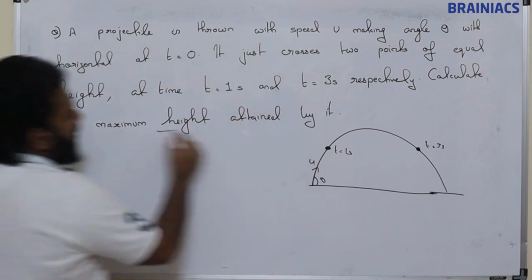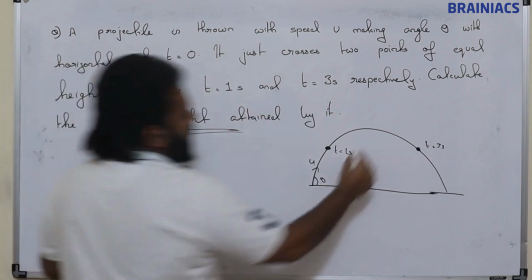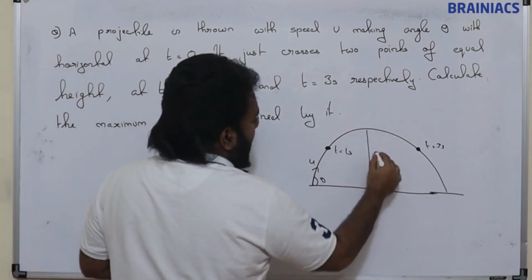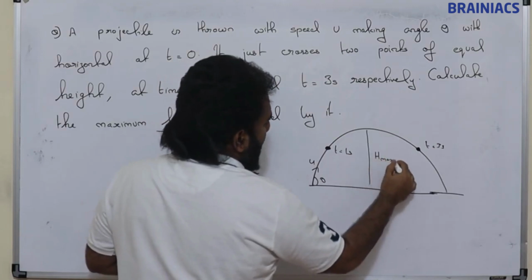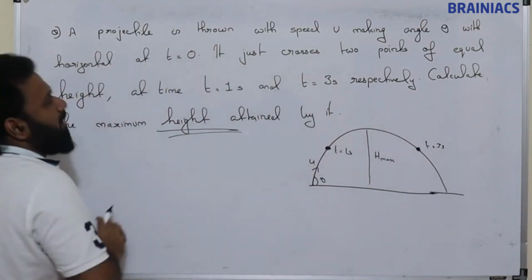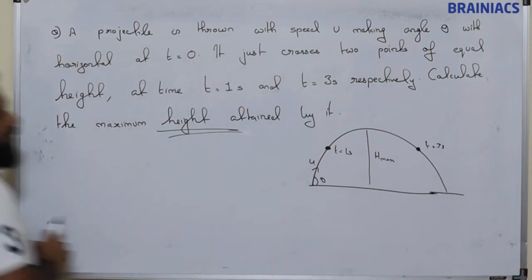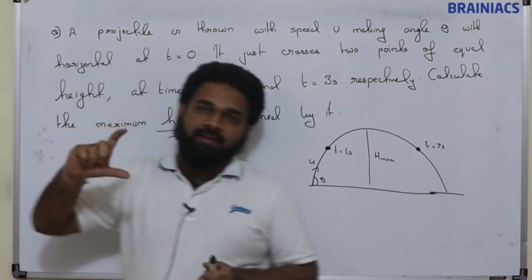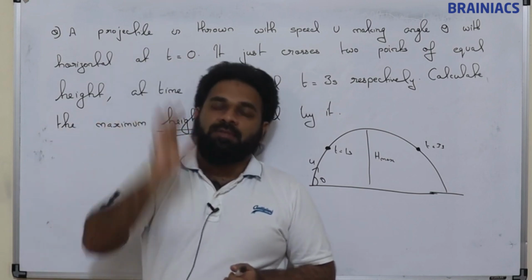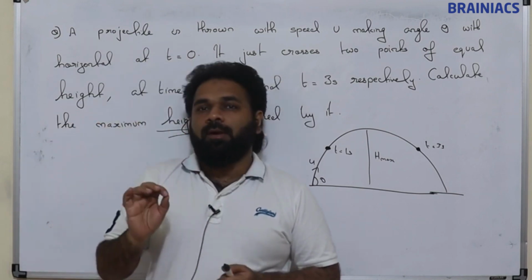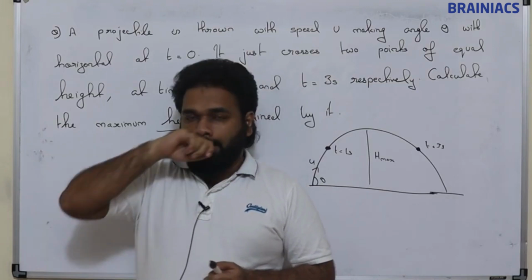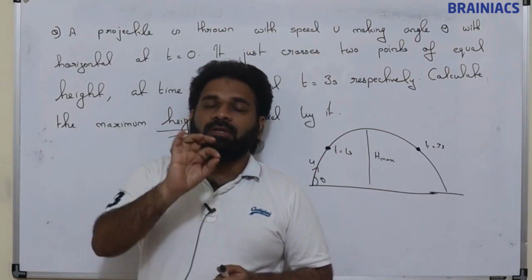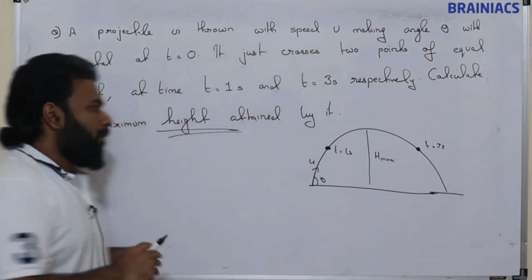So calculate the maximum height attained by it. We need to calculate this height. Okay, so this much is the details they have given, right? So what is the data available? Two heights, its time instants are given. At t equal to 1 second and at t equal to 3 seconds, the projectile will be at the same height. Okay, right.